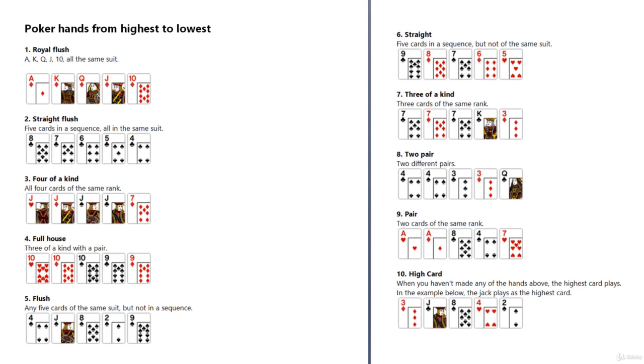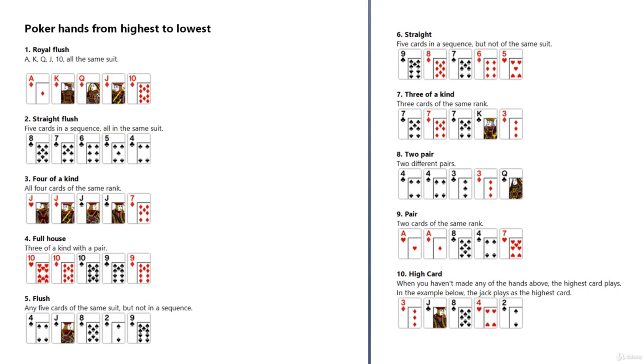But if it's all of the same suit, that is a straight flush. So anything that is 5 cards in sequence, but it's not ace through 10, that's a straight flush. The third best hand you can make is 4 of a kind. So very simple. This example is 4 jacks. If you had 4 aces, 4 kings, 4 queens, that would be 4 of a kind. That's the third best hand.